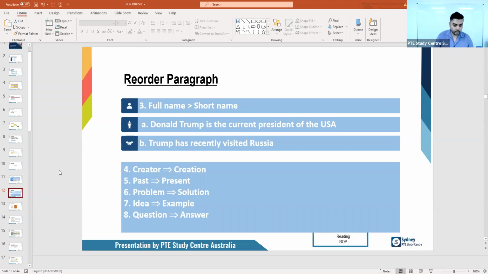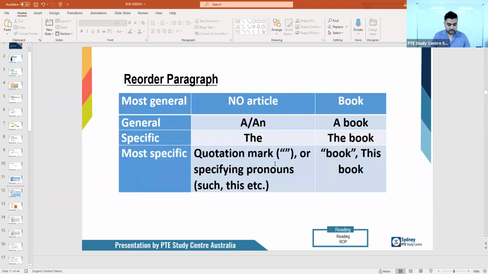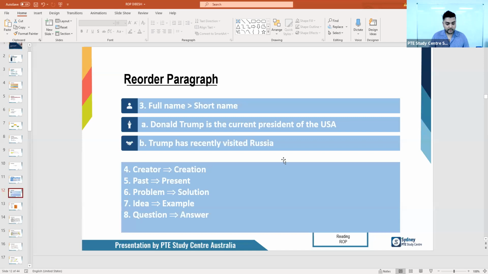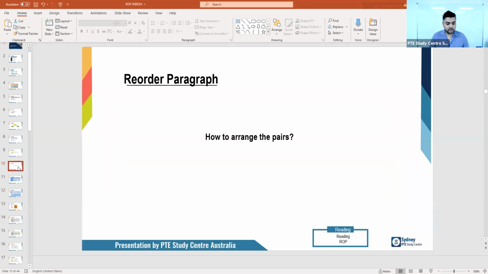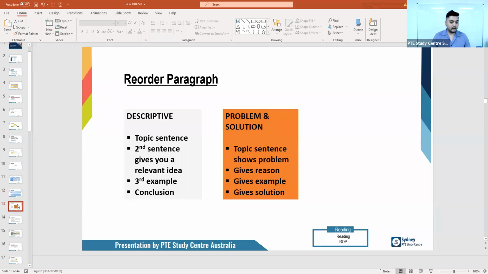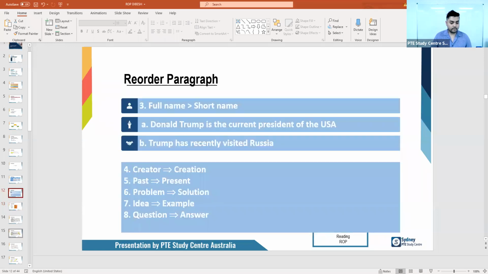Okay. And the articles. So this is one of the rules, and that's all the strategies here. That's how you arrange the pairs. Okay. Are we clear, guys? Any questions so far? Any questions regarding the strategy? No, all good. All good? Yeah. We will know how good it is after doing some tasks. Okay.